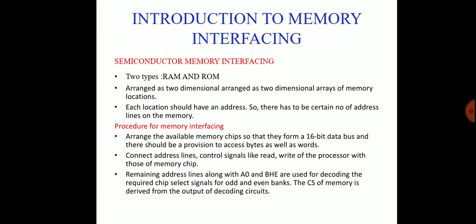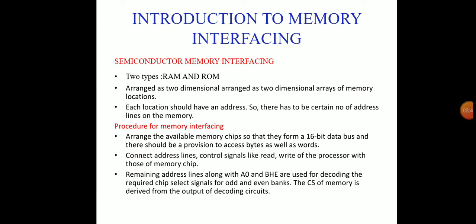And then the procedures for memory interfacing. First one, arrange the available memory chips so that they form a 16-bit data bus and there should be a provision to access byte as well as word. Second one, connect address lines and control signals like read and write of the microprocessor with those of the memory chip. Third one, the remaining address lines along with A0 and BHE are used for decoding the required chip select signal for the odd and even bank. The chip select of memory is derived from the output of the decoding circuits.